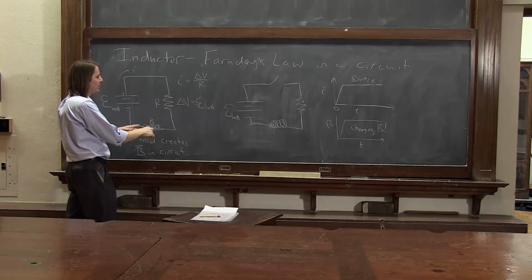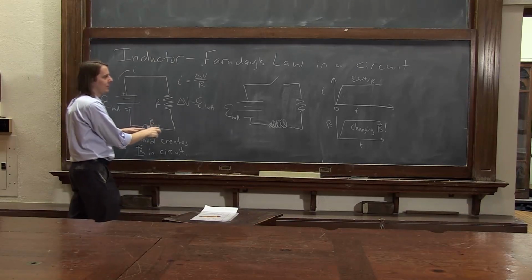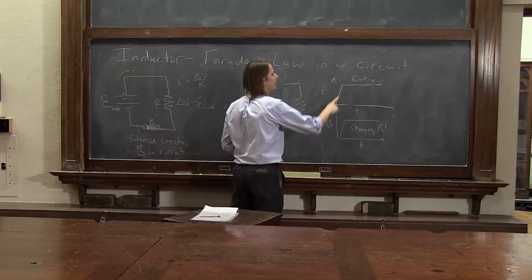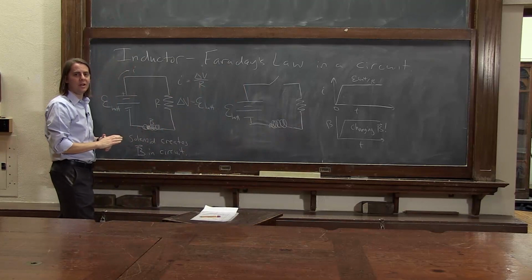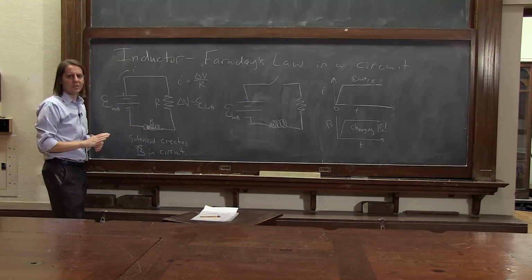inductors get involved in circuits: they have potential drops across them when the current is changing. Once the current is steady, there's no potential drop. It's just when current is changing. So let's see how we work that into circuit analysis.